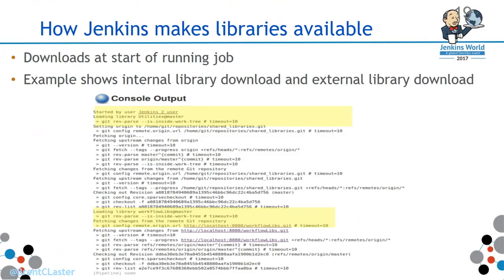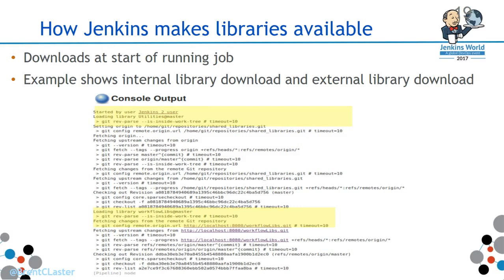Okay, then moving on. If we have libraries defined, this is console output, and the highlighted point shows you how Jenkins brings these things in. You can see at the very top it says loading library utilities at master. That was defined in our global configuration. Under that, it says setting origin to home git repository shared libraries.git. That's where I had this stored in my local Git repository on this machine. Otherwise, you'd be referencing whatever SCM location you had out there.